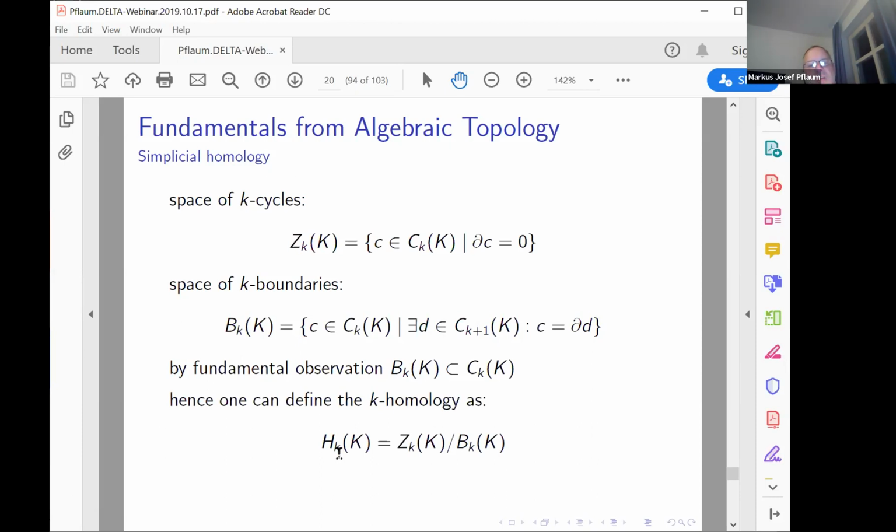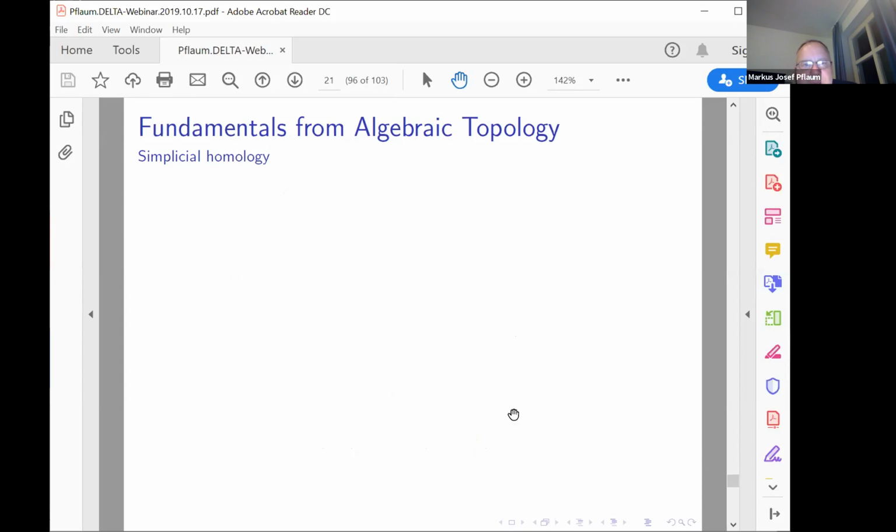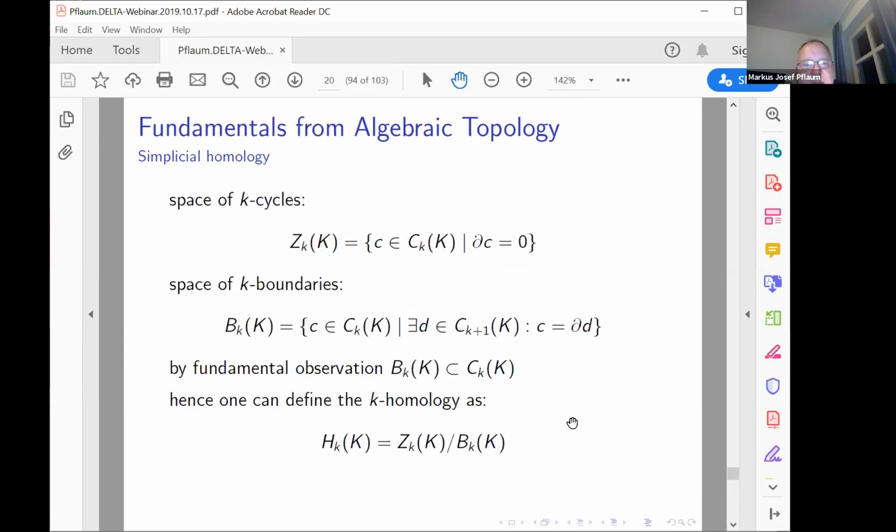So the kth homology of this simplicial complex is the quotient of the k-cycle space modulo the space of k-boundaries. Okay, and this is the important consequence of this fundamental observation: partial squared is 0. So now we have the so-called homology groups, and they are labeled by the integers. So you have a 0-dimensional homology, a 1-dimensional, and so on.